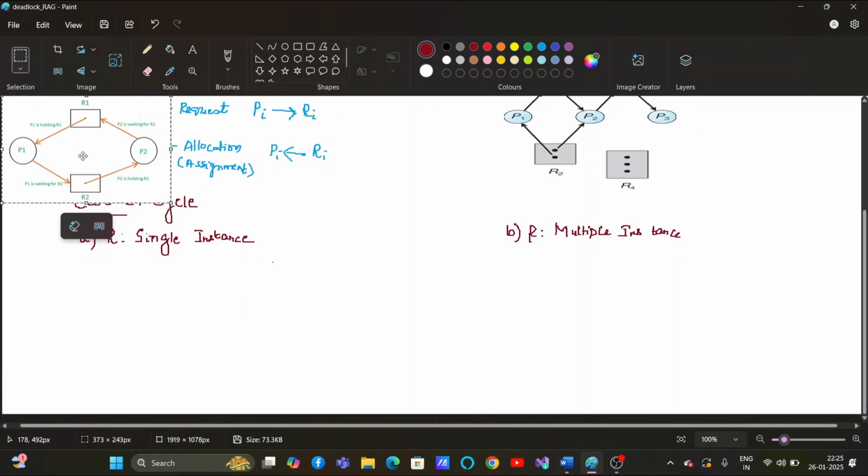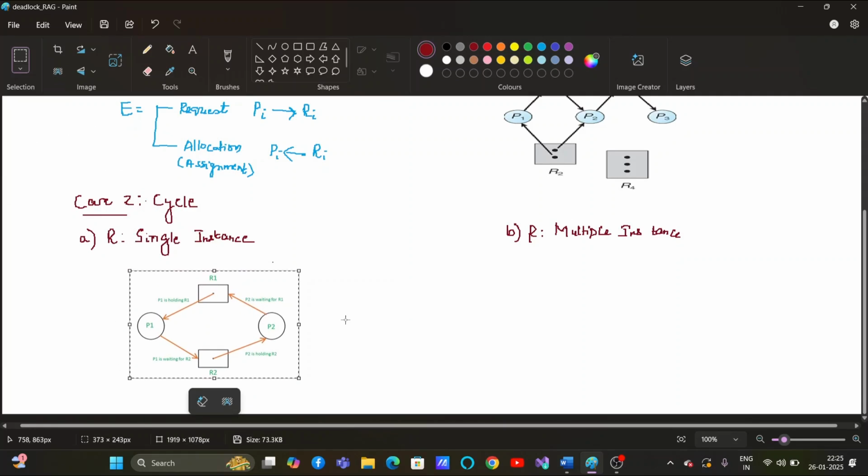Let us consider this scenario. Observe this scenario. What happened here? We have resource R1, which is of only one instance, and resource R2 of only one instance. Now we have this resource allocation graph where P1 is holding R1 and requesting R2, and P2 is holding R2 and requesting R1. Did you observe there is a cycle here?